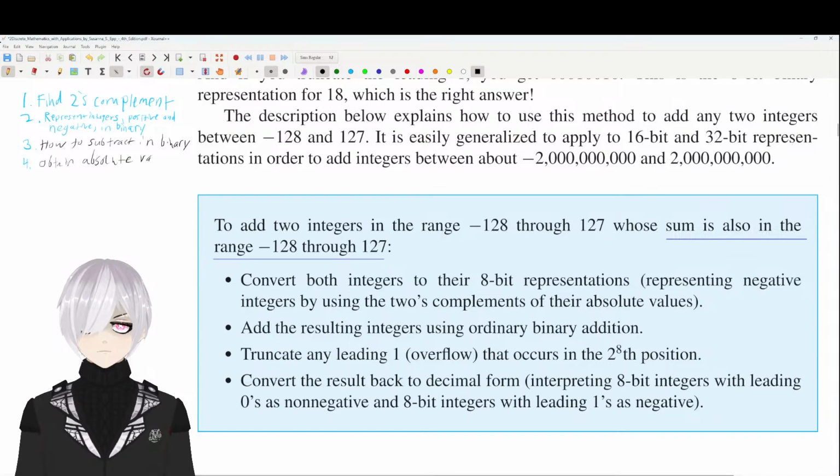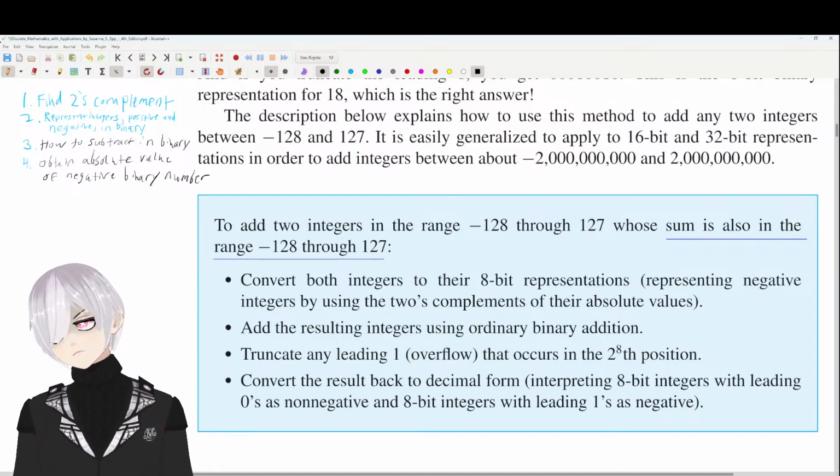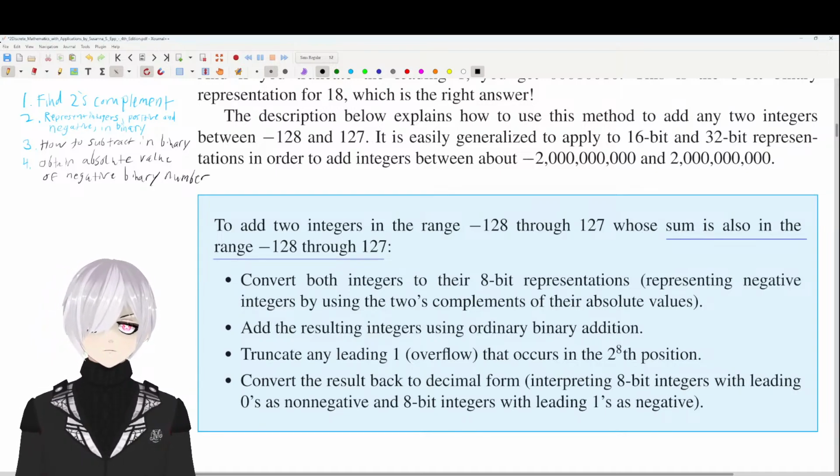If the result begins with a zero, then we know it's non-negative. If the result has a leading one on the far left side, then we know it's negative. And since it's negative, to find what it is in decimal, we need to take the two's complement of it, and that gives us the absolute value of the negative number. And then we just put a negative in front of that.